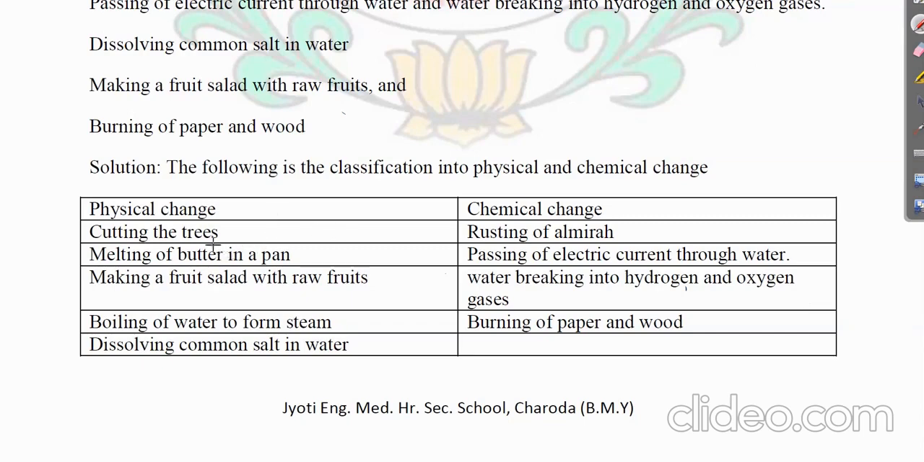The cutting of a tree is a physical change, because after cutting a tree, another tree will grow up again. It means that it is a physical change. This process is reversible.